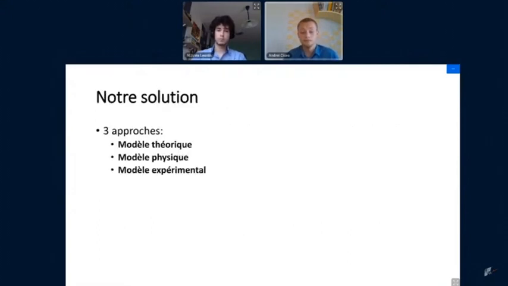In solving this problem, we had 3 approaches, which resulted in 3 different models: a theoretical model, a physical model, and an experimental model.